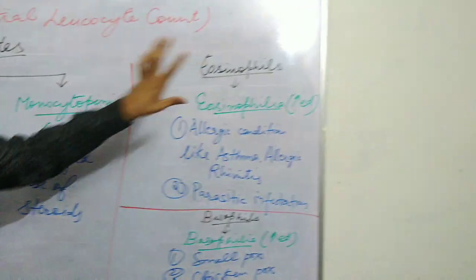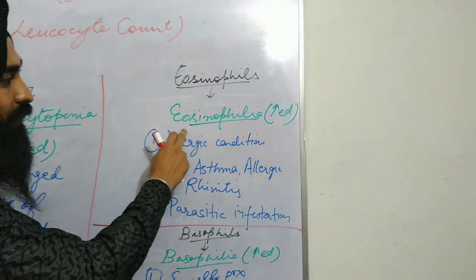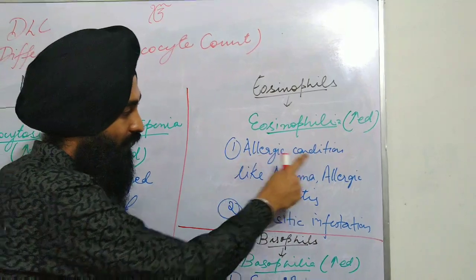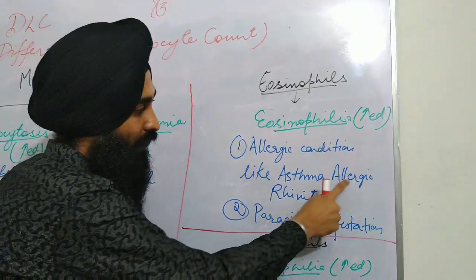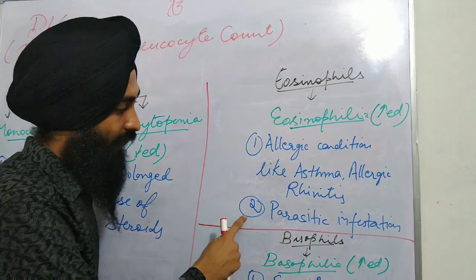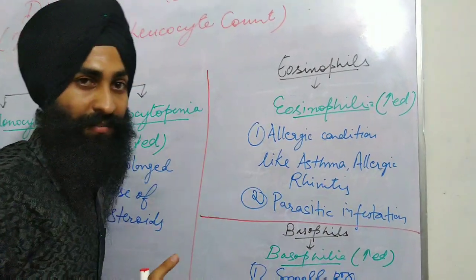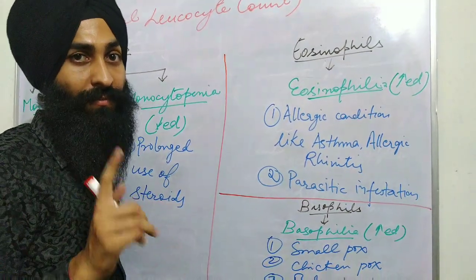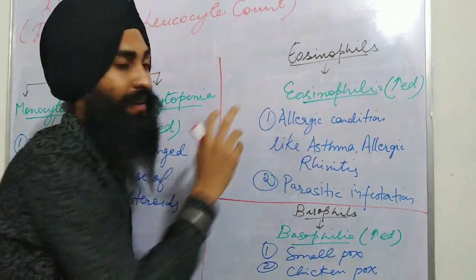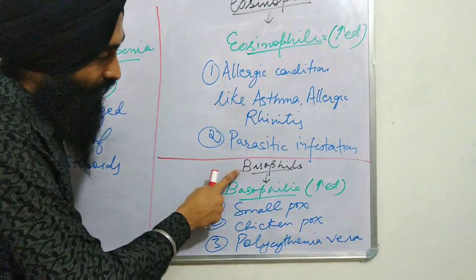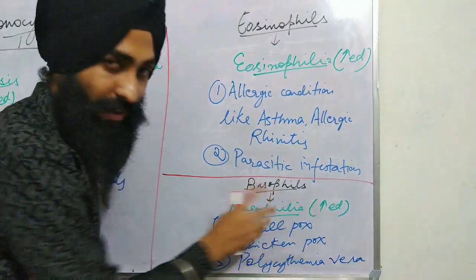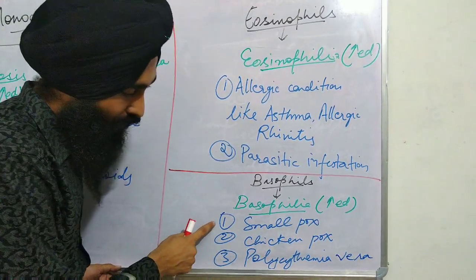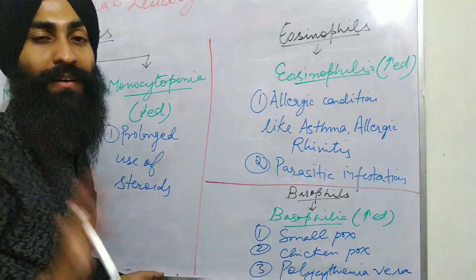Next is eosinophils. If eosinophils are increased, the condition is called eosinophilia, which occurs in allergic conditions like asthma and allergic rhinitis. And second one is in the parasitic infestation. Either it is blood parasite or it is intestinal parasite, we'll see that the eosinophils are increased. And next one is basophils. If basophils are increased, it is called basophilia. And the conditions will be smallpox, chickenpox, and polycythemia vera.